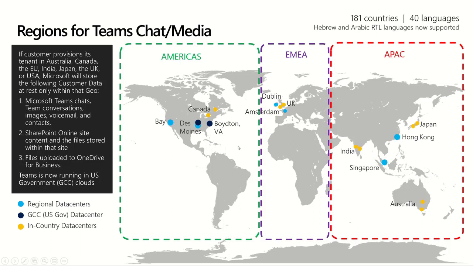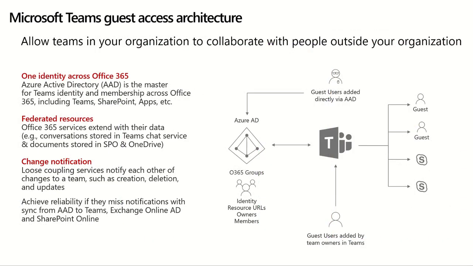Okay, so let's actually cover a little bit about how Microsoft Teams guest access works. It's pretty interesting, as you probably know. The feature is designed to allow teams in your organization to collaborate with people outside your organization. And there's a number of different use cases for this, including having a guest in a team, but this also covers what happens when you have an attendee of a meeting from somebody outside your company, which is extremely common, obviously.